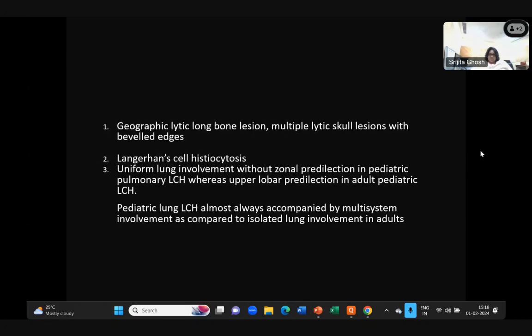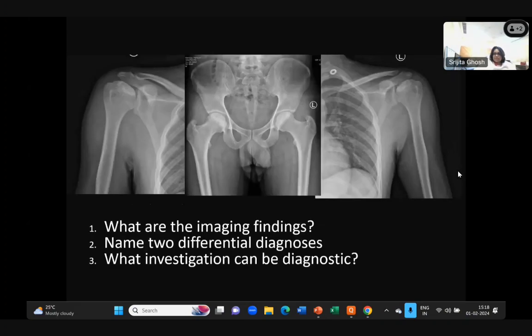I'll come to the answer. Read this. So geographic lytic lesions with multiple lytic lesions, beveled edges, LCH. So uniform lung involvement without zonal predilection in pediatric patients, whereas in adults there is upper lobar predilection, and in pediatric lung, it's always accompanied by multi-system involvement, whereas in adults, it can be an isolated lung involvement. So this is the importance.